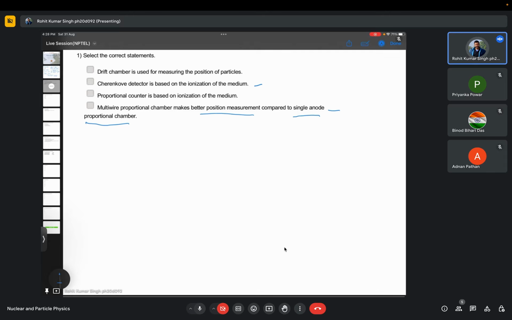Okay, so Adnan, why do you think second is true and fourth is true? So second one, because the basic principle of the Cherenkov detector is the radiation that is released when the particle travels faster than the speed of light in that medium, right? Yeah, so an ionization sort of thing occurs. Ionization of what? The medium particles. Mm, okay.